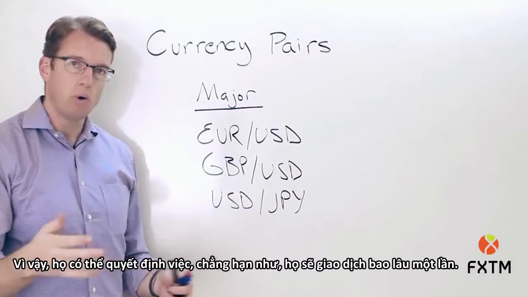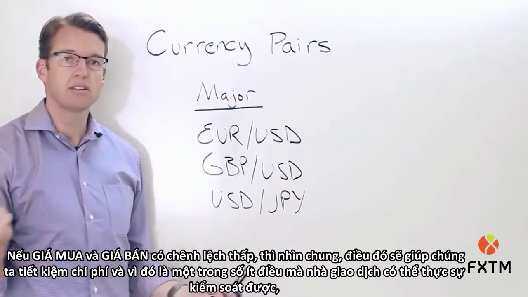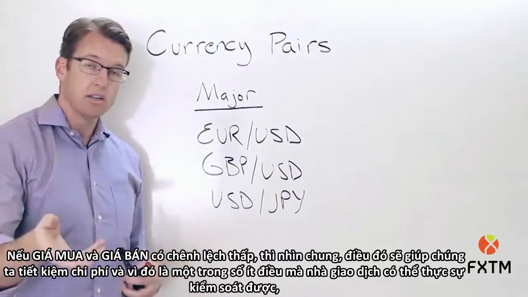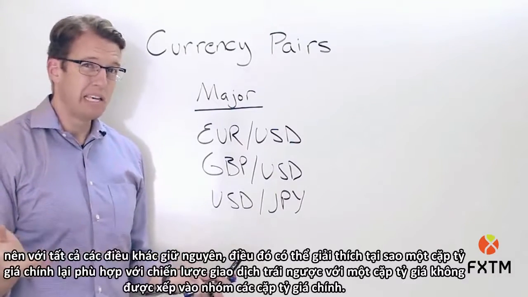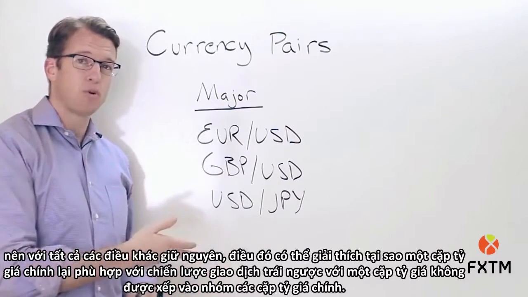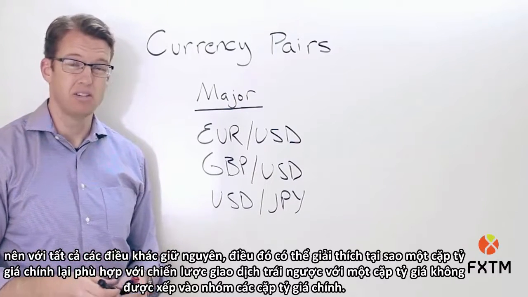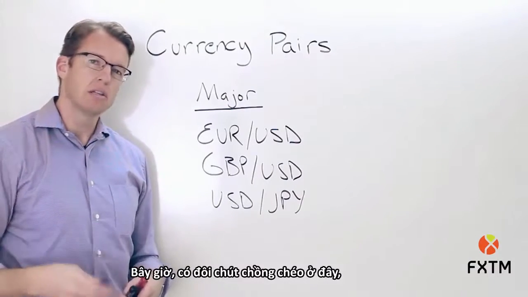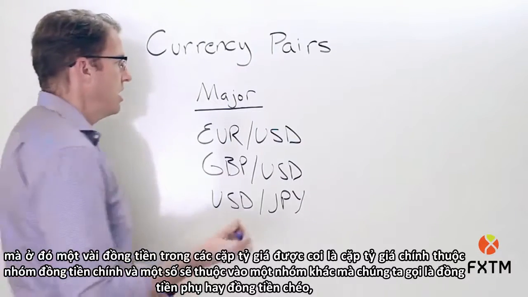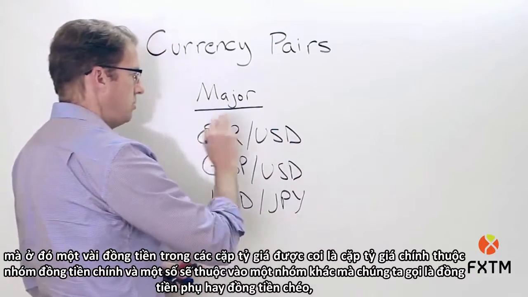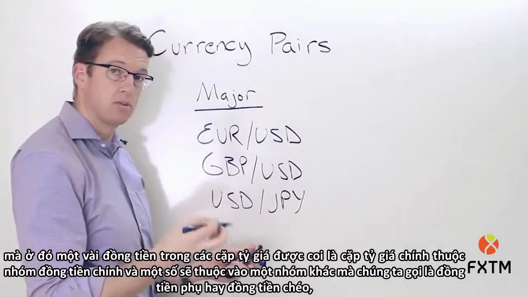So they can decide how often they're trading, for example. Well, if the bid and the ask are narrow, then that's going to save us on our costs overall. And since that's one of the few things that traders can actually control, all else being equal, it may make a case for why a major pair fits a trading strategy versus one that doesn't fall into the majors category. Now, there is a little bit of overlap here, where some currency pairs that are considered majors fall in between the majors, and some of them will even fall into another category that we call minors or crosses.